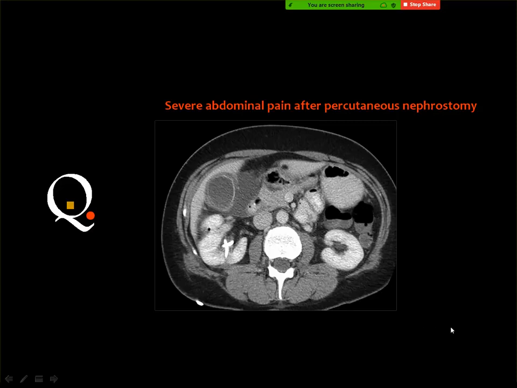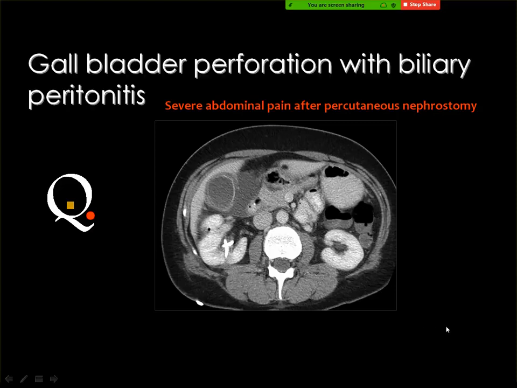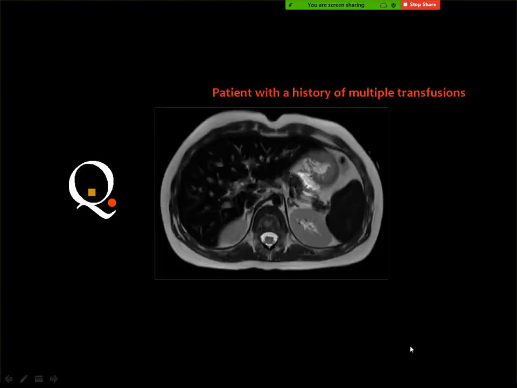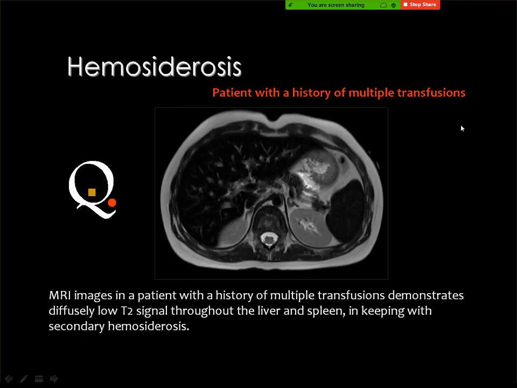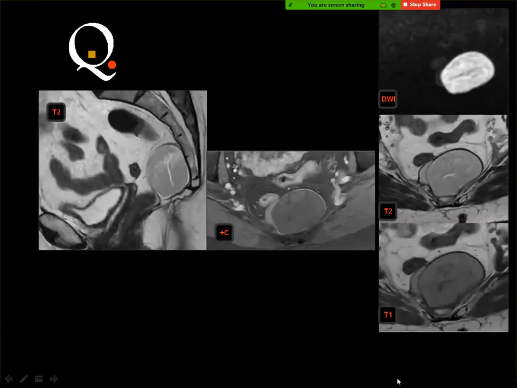Perforated gallbladder. Very good. And this is gallbladder perforation with biliary peritonitis. Very good. Yes, and this is iron overload because of multiple blood transfusions. This is presacral dermoid cyst.